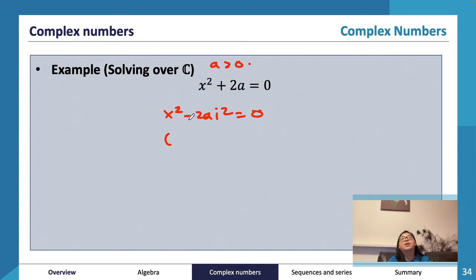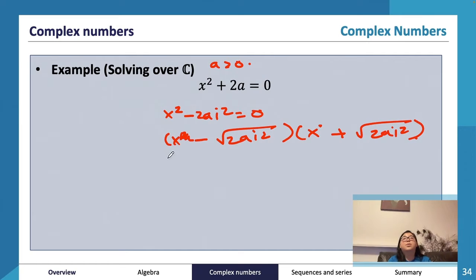So once again, we can factorize it into the two forms. So x squared minus root 2a i squared, so essentially we're going to get x minus i root 2a and x plus i root 2a.